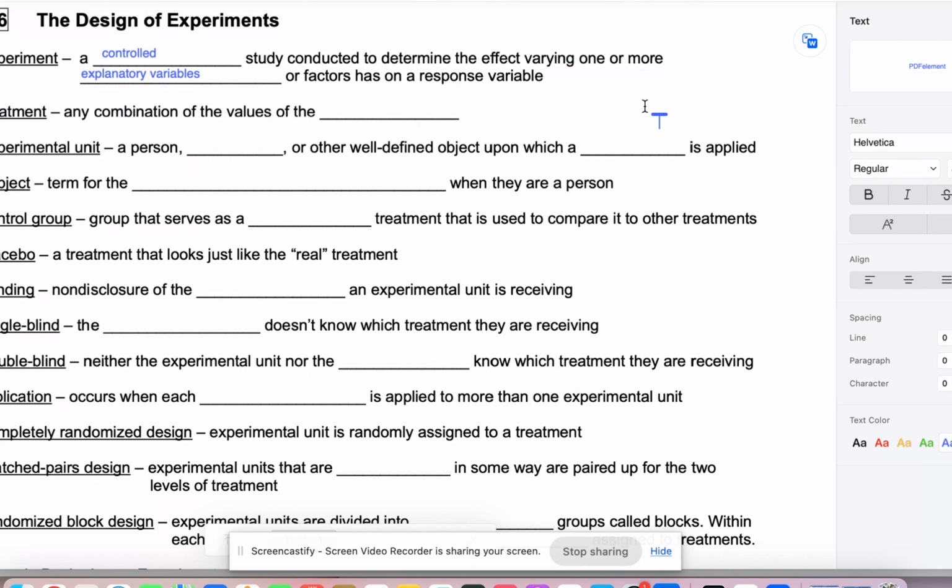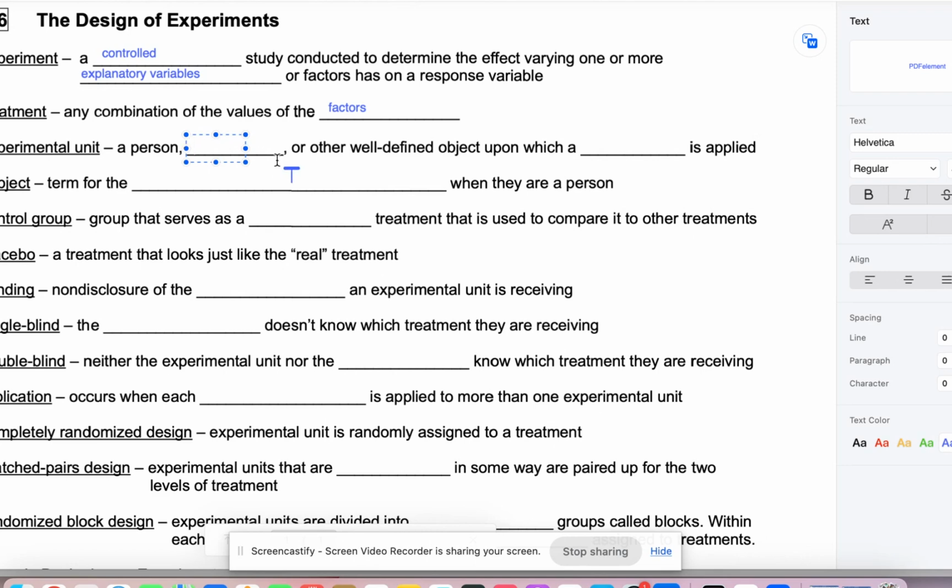So if, for instance, we are interested in doing a study on high blood pressure, that would be the response variable, and then there are lots of factors that might affect blood pressure, so perhaps diet, exercise, genetics, medication, all of those things. A treatment is any combination of values of those factors or explanatory variables. So what are we having this person eat? What medication are we having this person take? So it can be a combination. It doesn't just have to be one particular value.